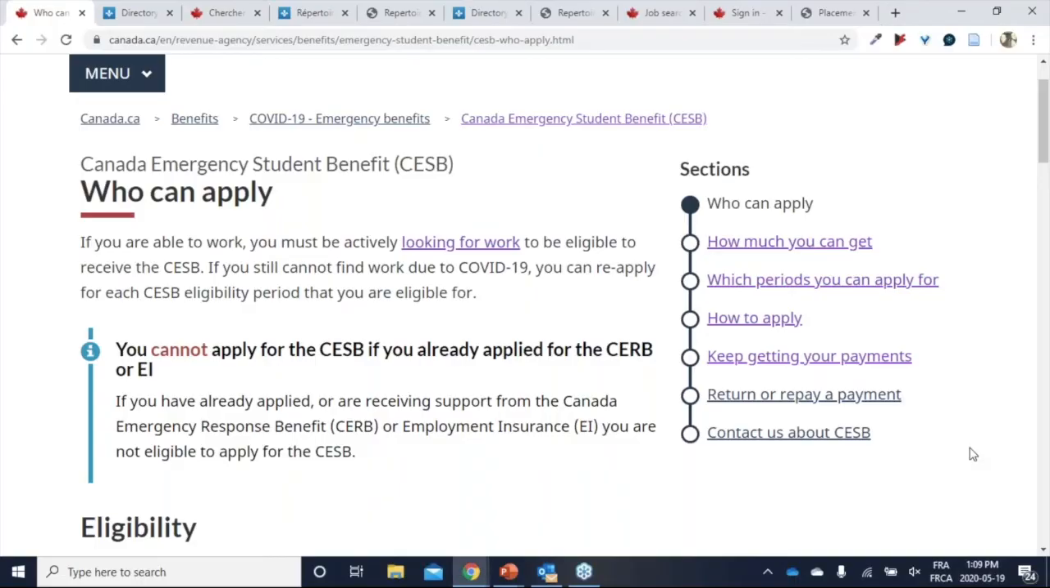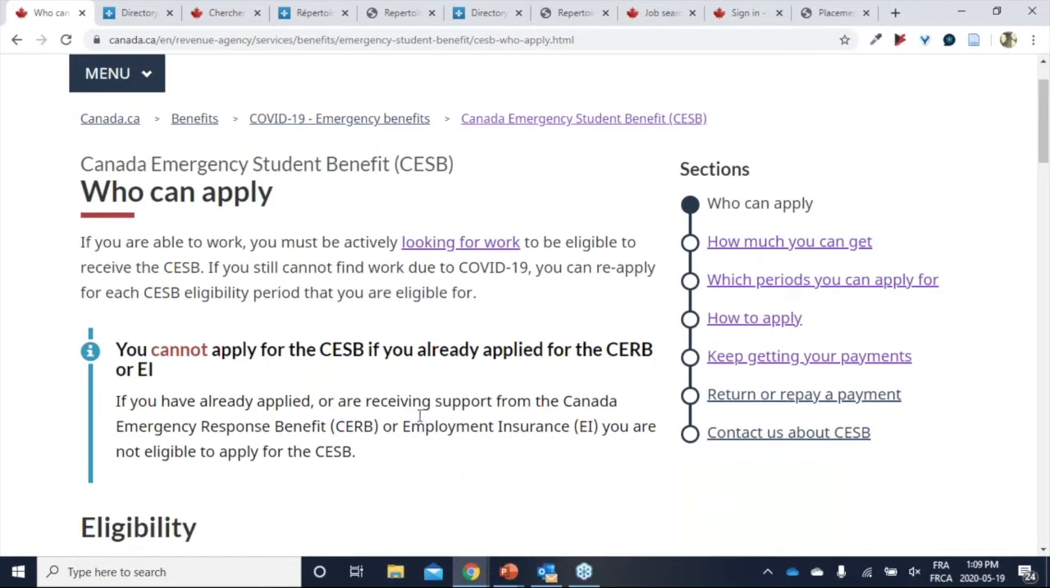So for the Canadian Emergency Student Benefit, the CESB, you only need to type that on your Google search bar and it'll be the first result. You'll be directly on the platform. So this CESB is a benefit that was set up for people who are actively looking for work but are unable to find it due to COVID-19.